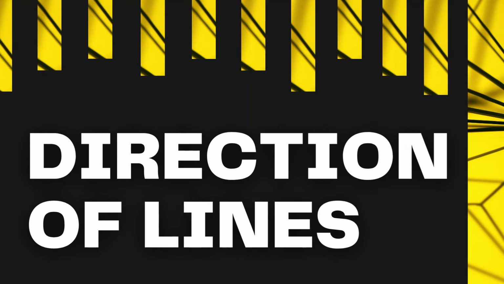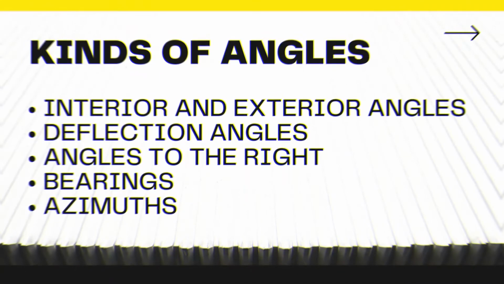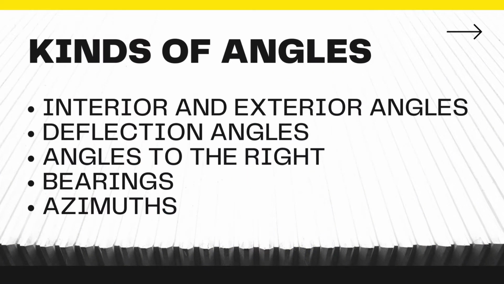Moving on to the direction of lines. Direction of lines is defined as the horizontal angle that it makes with a reference line. In other words, the horizontal angle that a line creates with a reference line determines its direction of line. There are various kinds of angles which can be used to describe the direction of a line. Directions may be defined by means of interior and exterior angles, deflection angles, angle to the right, bearings, and azimuth.